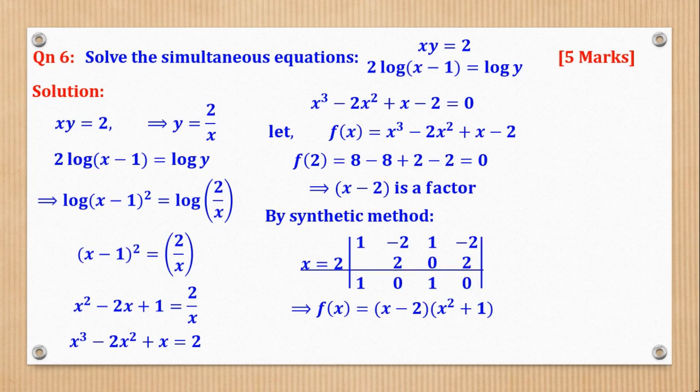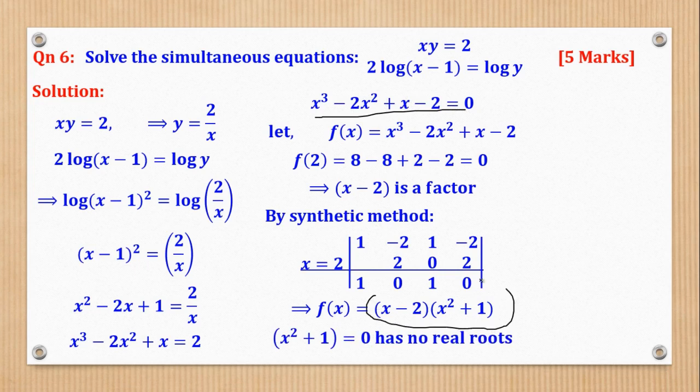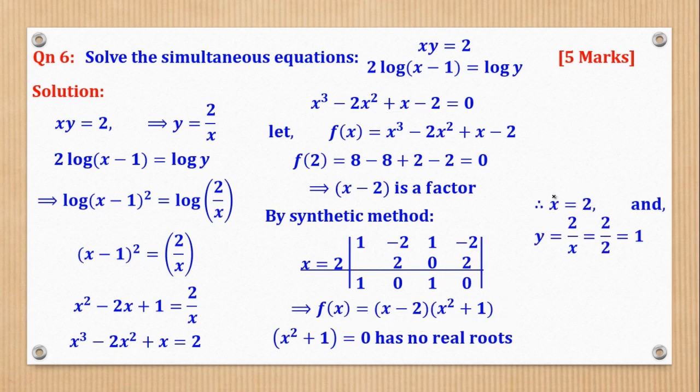So we have factorized. After factorizing, we can go back now and answer the question. So we were given this, meaning that the whole of this is equal to 0. But this one equal to 0 has no real roots. Therefore, x will be equal to 2. After getting x equal to 2, I'll remember that y is equal to 2 over x, meaning that y will be equal to 2 over 2, which is 1. And that's what they wanted.